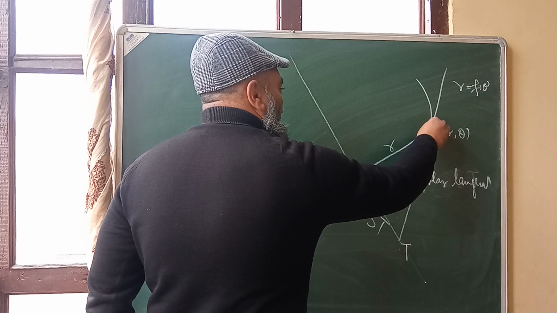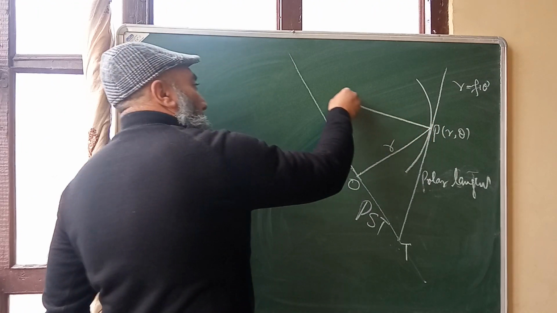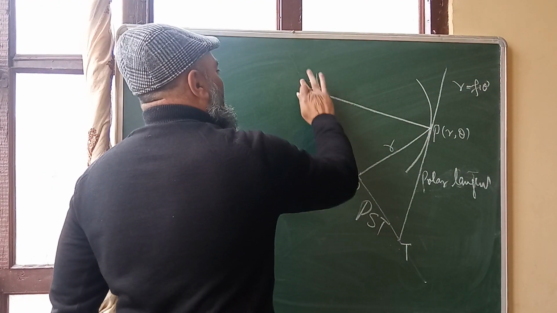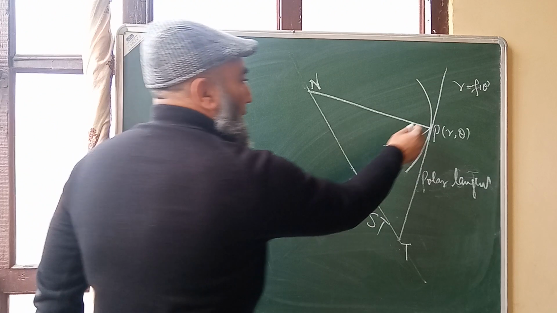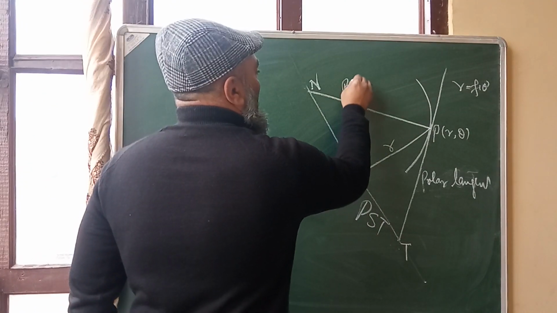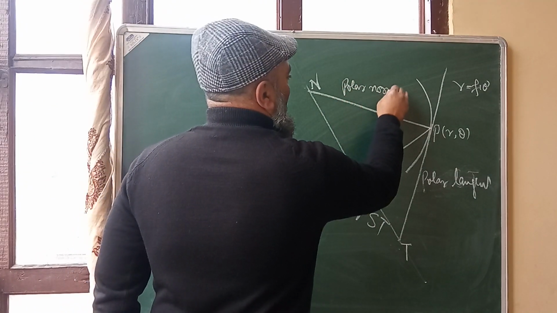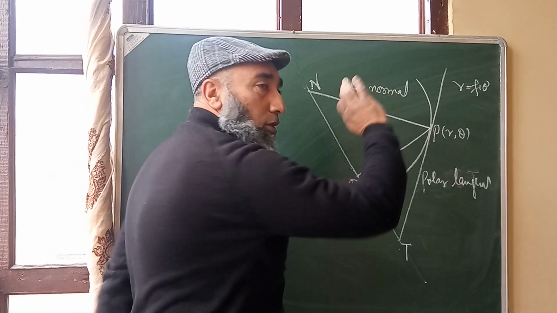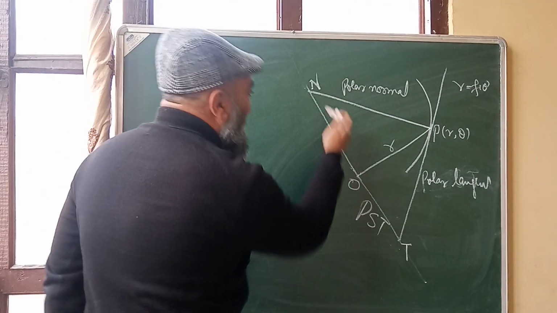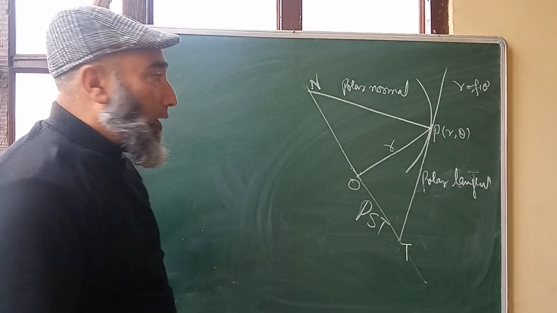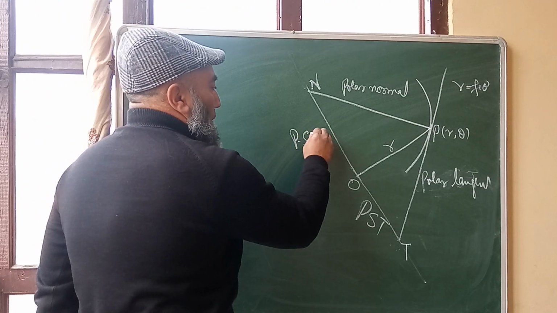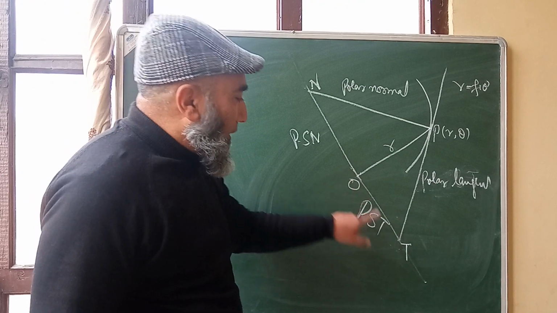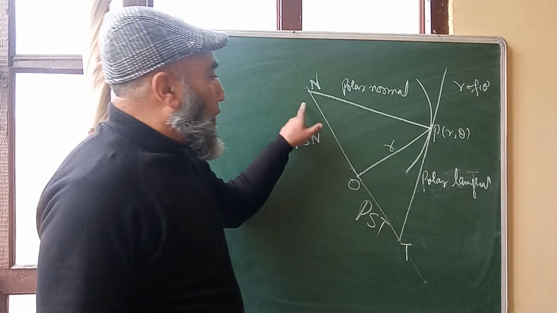Let me draw PN perpendicular to the tangent. This is PN, which meets this line at N. Then obviously PN is the polar normal. This is normal to the curve, perpendicular to the tangent. From the pole to the normal, this distance is known as the polar subnormal. Fine. I have to find the lengths of the polar tangent, polar subtangent, polar normal, and polar subnormal.